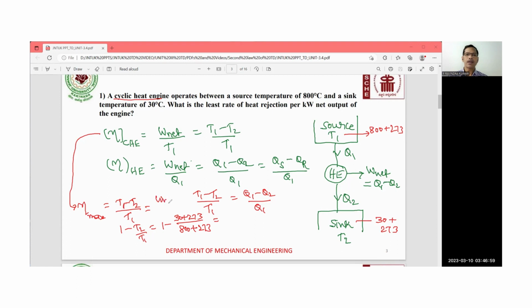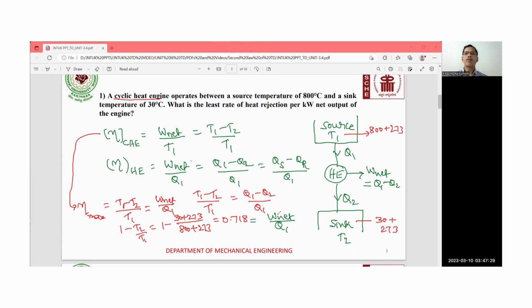So that is W net divided by Q1. The maximum efficiency is 0.718. So this 0.718 is equal to W net divided by Q1.